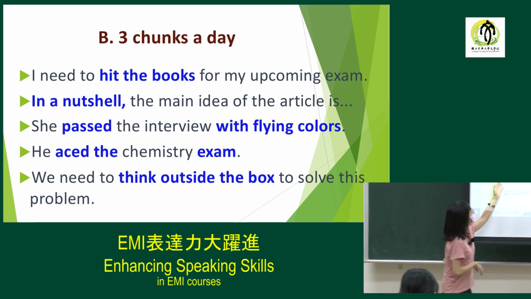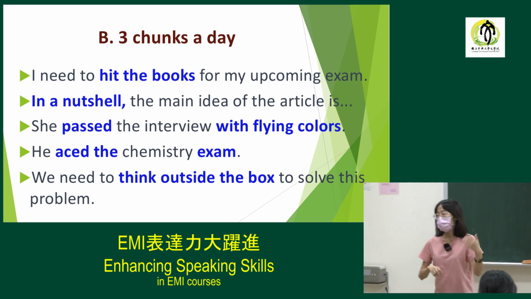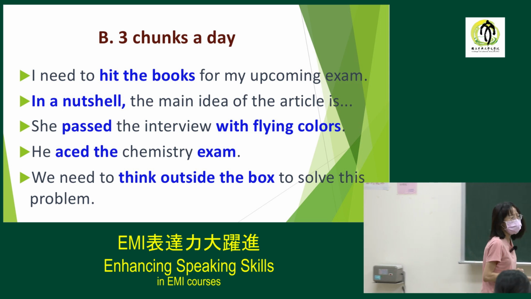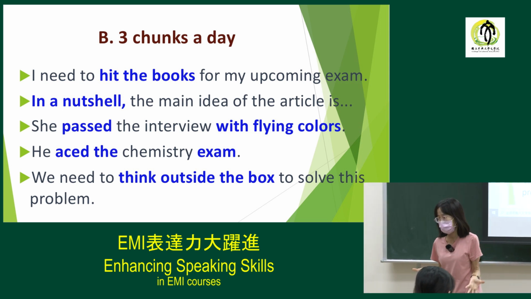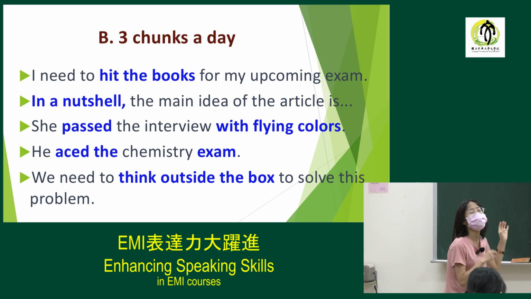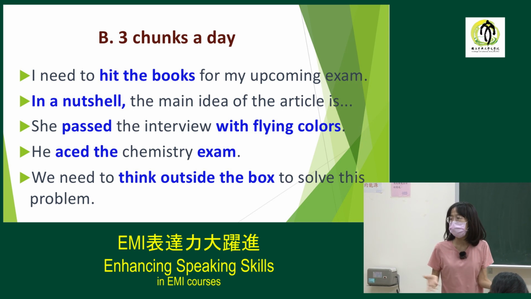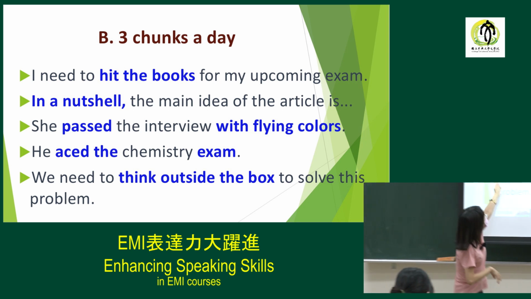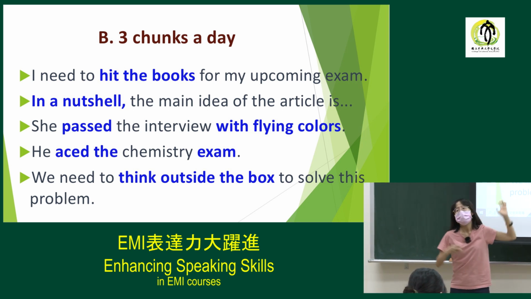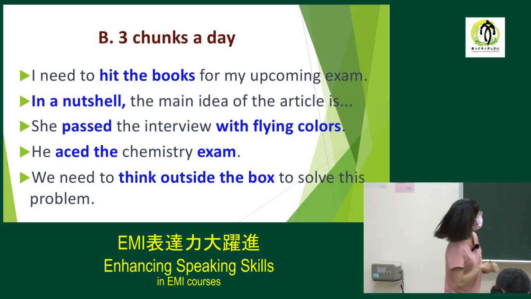And then the fourth one, he aced the chemistry exam, or he aced the literature exam. Ace, of course, means number 1 or the best. So number 4 expression and number 3 expression actually could mean very, very similar things. But number 4 basically is about exams. So the first example shows us that he did very, very well on his chemistry exam, okay?